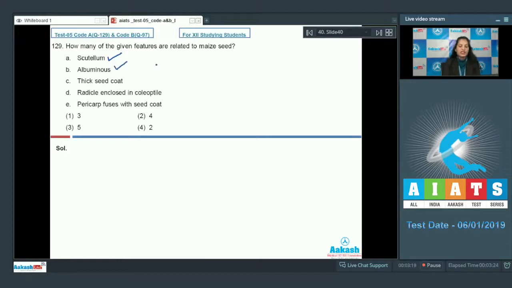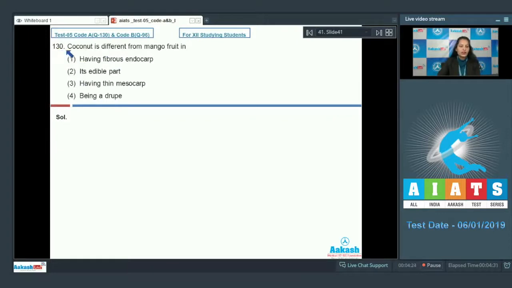B. Albuminous. Yes, it is endospermic or albuminous. Most monocotyledonous seeds are albuminous in nature except orchids. C. Thick seed coat? No, they do not have a thick seed coat. Instead, their seed coat is fused with the pericarp or the fruit wall. D. Radicle enclosed in coleoptile? No, the radicle is enclosed in coleorhiza, not the coleoptile. Coleoptile encloses the plumule, so this option is ruled out. E. Pericarp fuses with seed coat. Yes. So how many features are related? A, B and E, that is 3. So the correct option for the given question is option number 1. Let's move on to the next question.